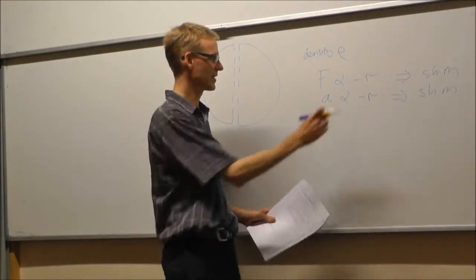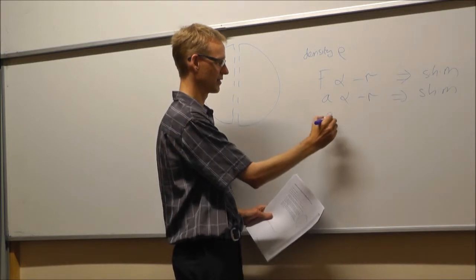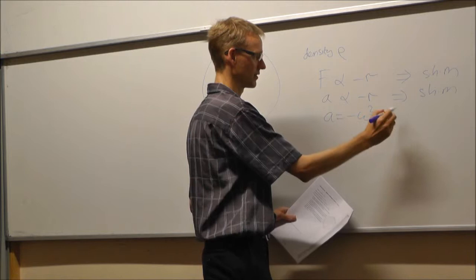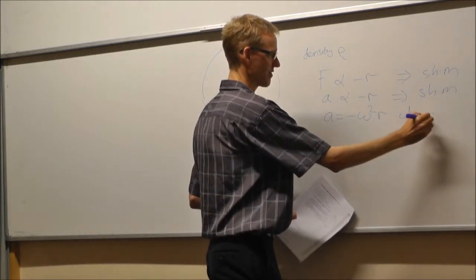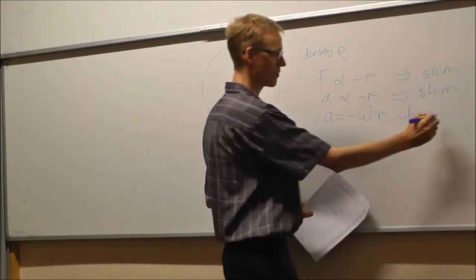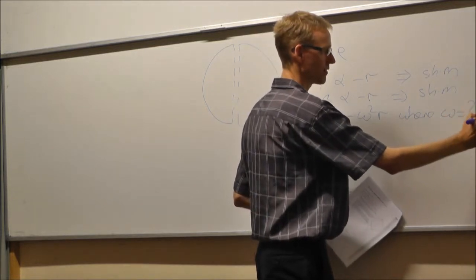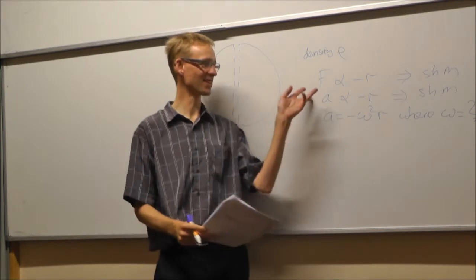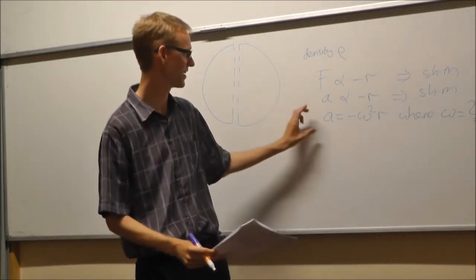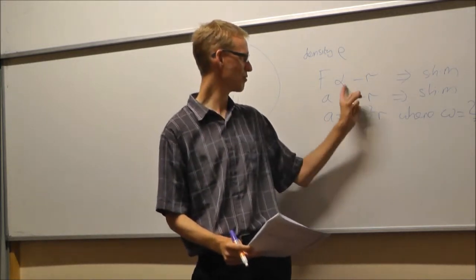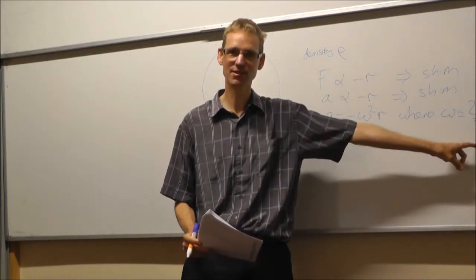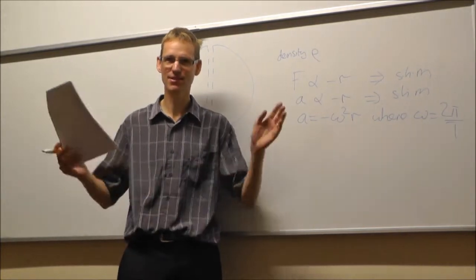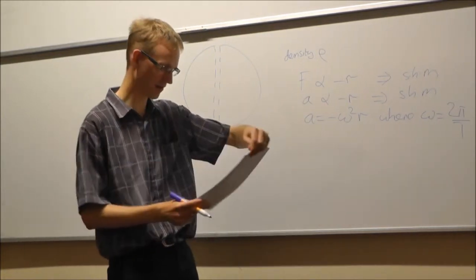And we can get our period from that proportionality constant. So acceleration is minus omega squared r, where omega equals 2 pi over the period. I guess that's two things to know about simple harmonic motion: acceleration proportional to minus displacement, and that proportionality constant tells you the period. And really that's about it. Amplitude doesn't affect period, all that kind of stuff.